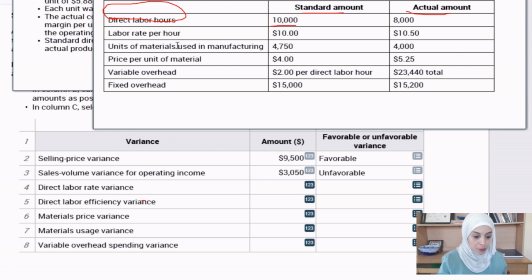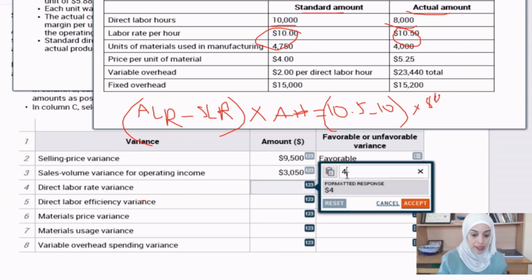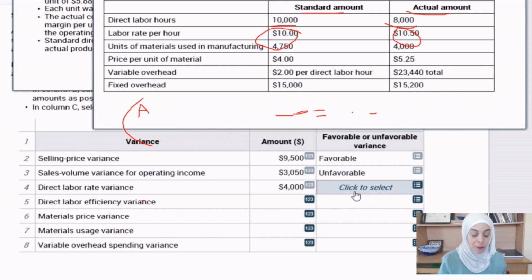Here, guys, it's straightforward. They give us the standard amount and the actual. Here are the direct labor hours, the standard hours and the actual hours, and they give us the labor rate per hour. That's what we want here, the direct labor rate per hour, standard and actual. So the actual direct labor rate per hour minus the standard, times the actual direct labor hours, which are 8,000. So 10.5 minus 10 times 8,000 will give us a $4,000 direct labor rate variance. Just click the cell, put 4,000 and accept, and the cell will automatically format this number.